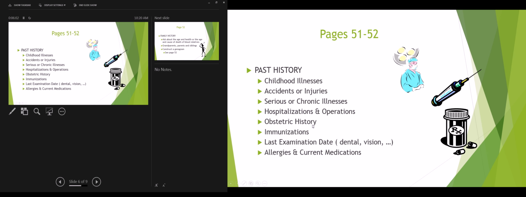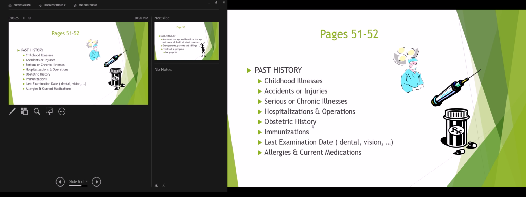OB history. If you picked a male, then woohoo, you don't have to do this. If you picked a female, then you will have a lengthy section depending on how many children they've had. You were recorded as on page 51 outlined to your right-hand side: gravida, term, preterm, abortions, and living. And you will do it just like that. And your book explains what each one of those terms mean.